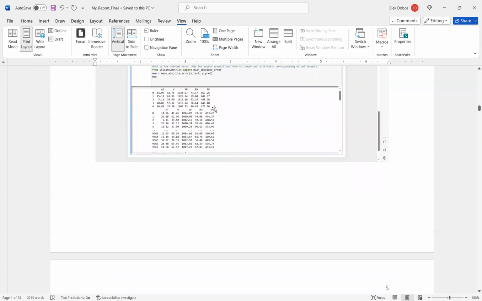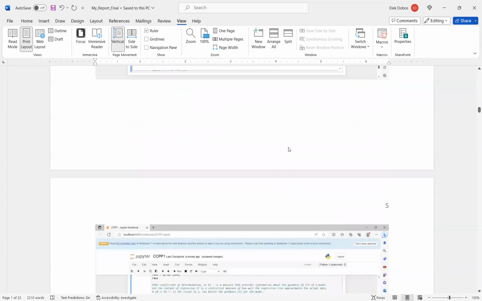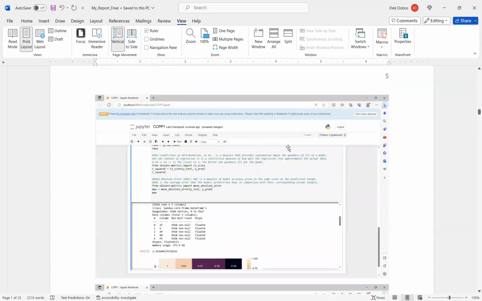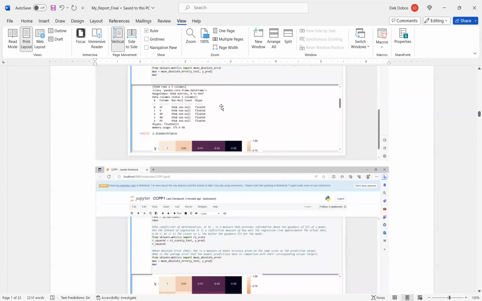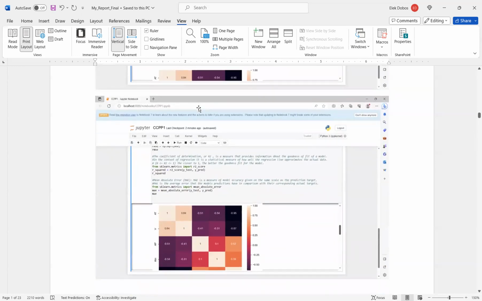So here I ran some statistics with my independent variables and my dependents. I wound up having they're all floats, float64 types. And the data did look pretty good when I saw it. I didn't see anything empty. And I had 9,568 rows.